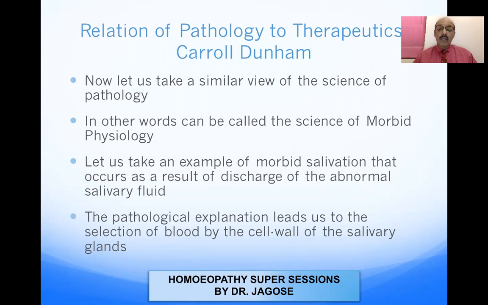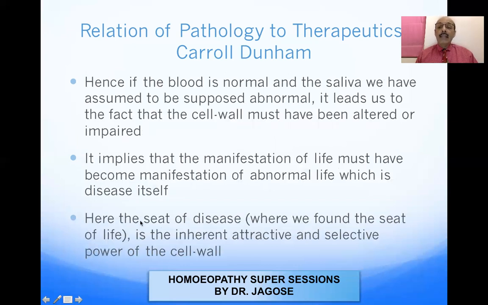The pathological explanation leads us to the selection of blood by the cell wall of the salivary gland. So this is again very important. The cell wall will absorb the pathological process, that is the blood, and the saliva will be stained with blood, or it will have blood with it. Hence, if the blood is normal and the saliva we have assumed to be abnormal, it leads us to the fact that the cell wall must have been altered or impaired. So therefore, the impairment of the cell wall will lead the blood into the saliva. It implies that the manifestation of life must have become a manifestation of abnormal life, which is disease itself.